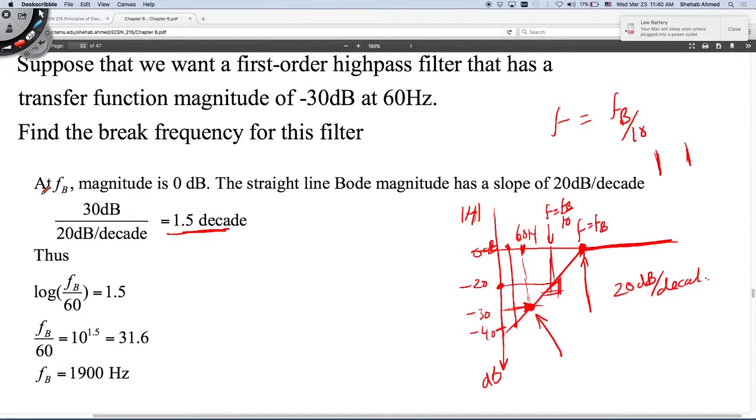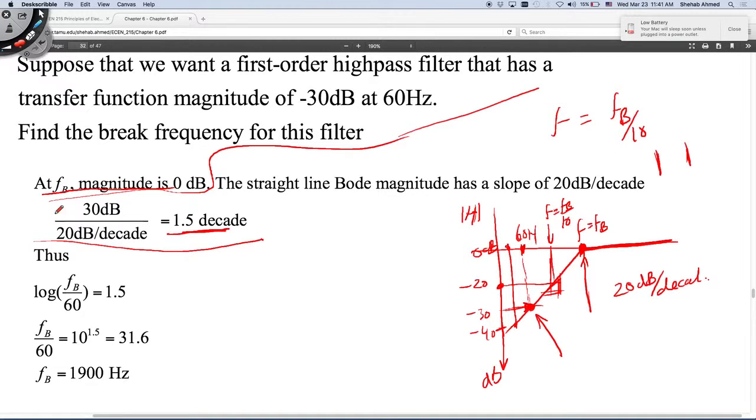But they should have stated that, at f equals fb. I don't know if this is part of the problem or part of the solution, and for me, this is something that they should include in the question that they posed. If they do that, then we know how to do it until here, right? And then log of fb over 60 is equal to 1.5 decades. Yes, that's fine. So fb over 60 equals 10 to the 1.5.